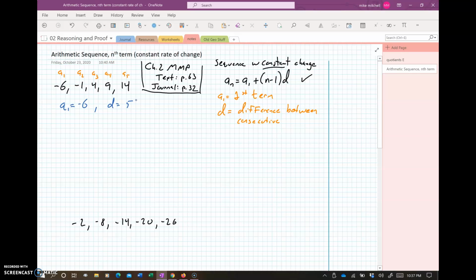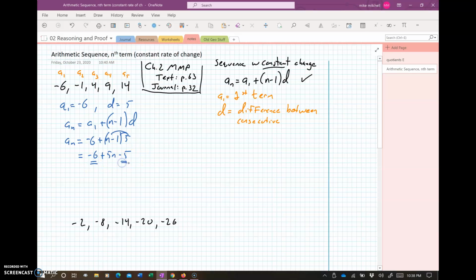The other videos just plug this into the formula, they plug in n, and you get your answer. We need to simplify this a little more. So we're going to take our formula, a sub n equals a1 plus n minus 1 times d. We're going to plug these in. a sub n equals -6 plus n minus 1 times 5. I distribute the d, the 5, into the parentheses. I get -6 plus 5n minus 5.